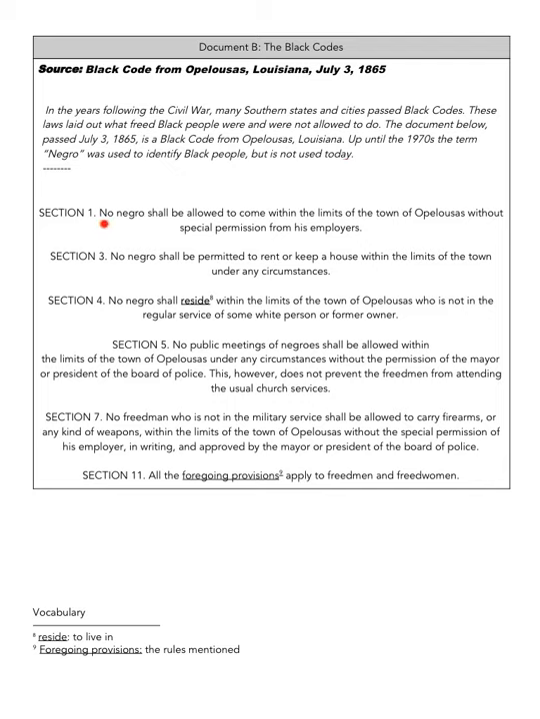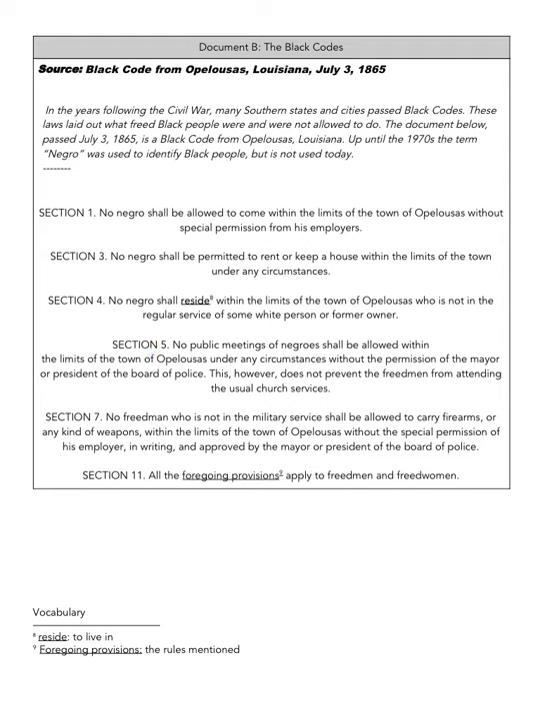Section 1. No Negro shall be allowed to come within the limits of the town of Opelousas without special permission from his employers. Section 3. No Negro shall be permitted to rent or keep a house within the limits of the town under any circumstances. Section 4. No Negro shall reside, there's a footnote meaning to live in. No Negro shall reside within the limits of the town of Opelousas who is not in the regular service of some white person or former owner.